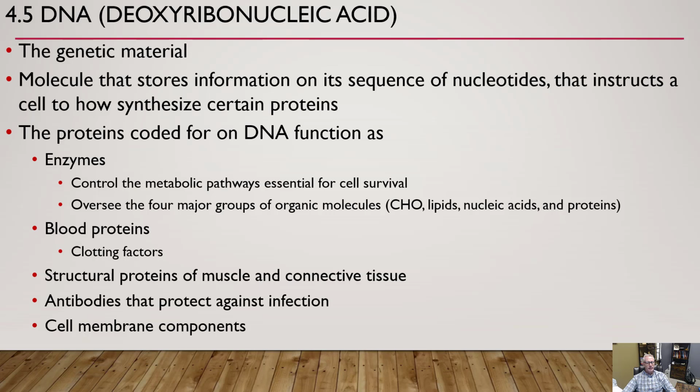All right, DNA. DNA, remember, is deoxyribonucleic acid. It's our genetic material. It stores information in its sequence of nucleotides, our A's, our T's, our G's, and our C's. And that tells our cells how to synthesize or create certain proteins. And proteins are coded for by our DNA. They function as enzymes, blood proteins, structural proteins, antibodies, cell membranes. We've already gone over this. And they oversee the four major groups of organic molecules. Remember, carbs, lipids, nucleic acids, and proteins.